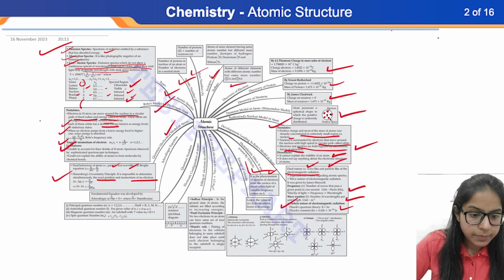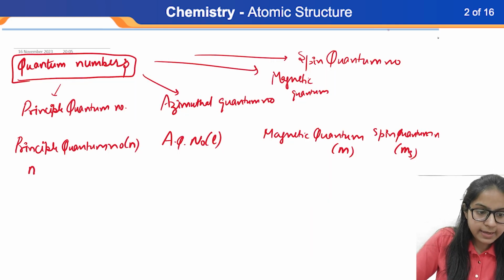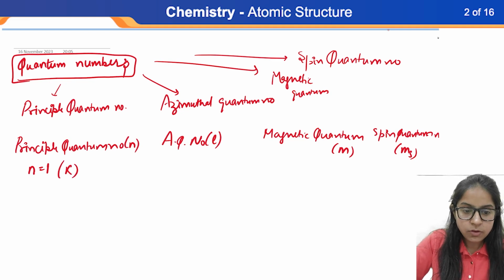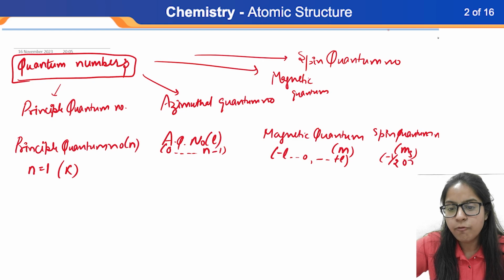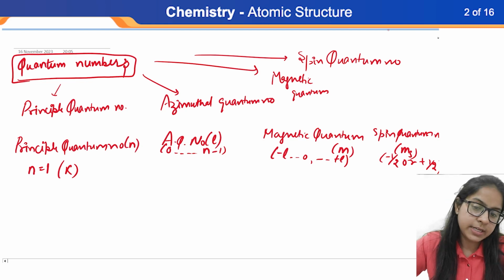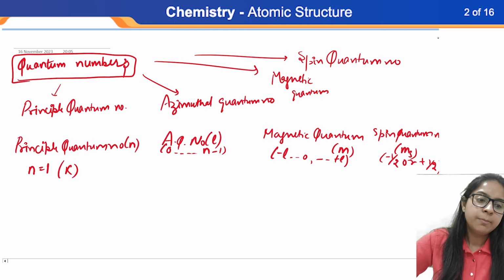Okay, if n is equal to 1, it means it's the K shell according to the Bohr atomic model. l values lie between 0 to n minus 1. The m value lies between minus l to 0 to plus l, and the spin quantum number is always minus half or plus half. It means if an electron is revolving in an anti-clockwise direction, then it is minus half, or if it is revolving in a clockwise direction, then it is plus half.